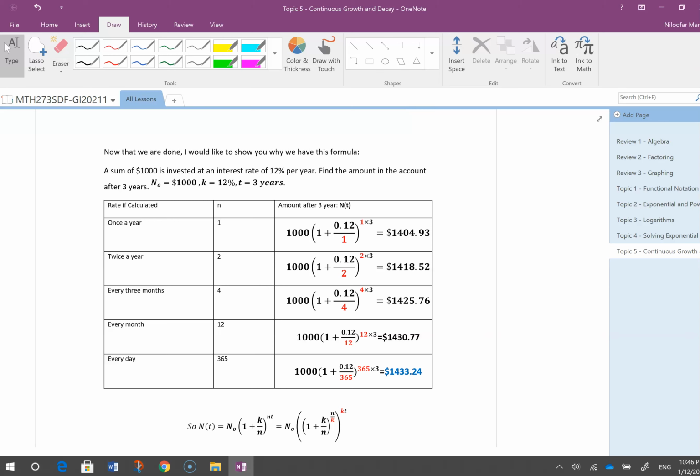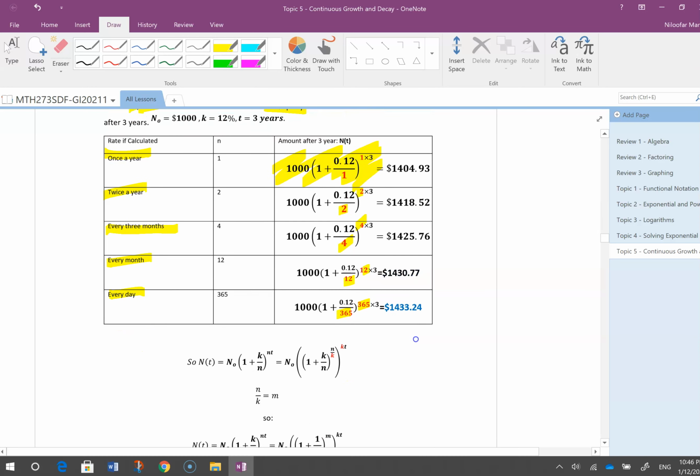See, if I have $1,000 and it is invested at 12% per year, and I calculate what I have as interest, for example, once a year, this is the formula. If it is twice a year, I use 2 here. If it is every 3 months, I use 4 here, because every 3 months means 4 times a year. If every month, it's 12 times a year. If every day, it's 365 times a year.